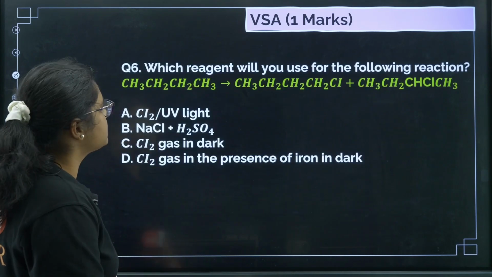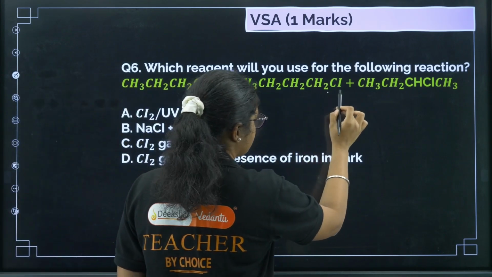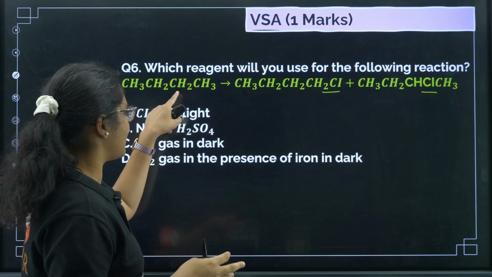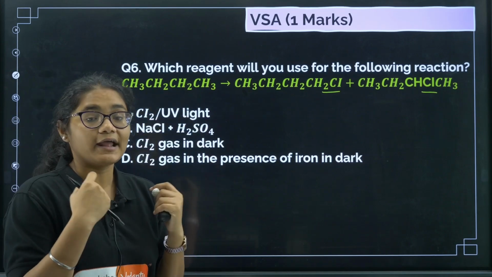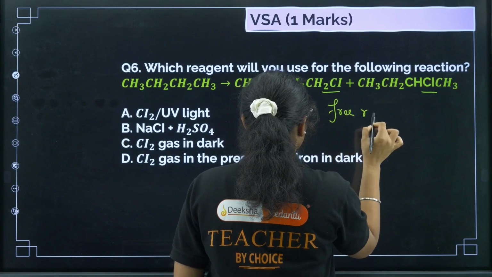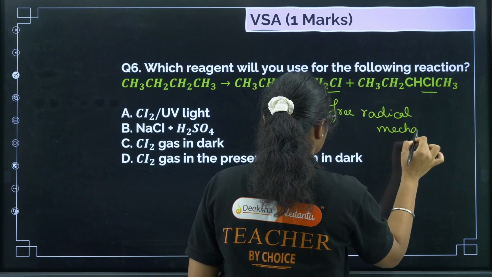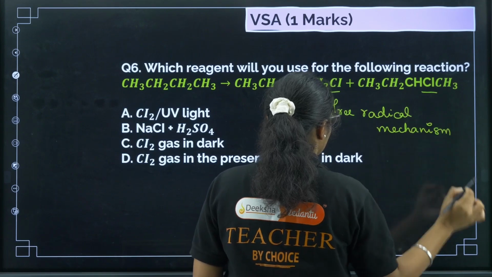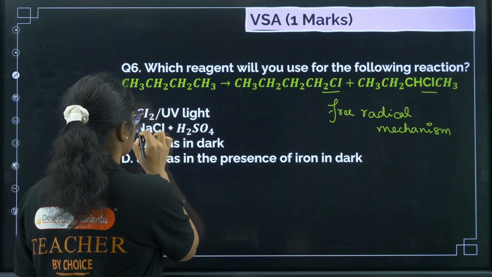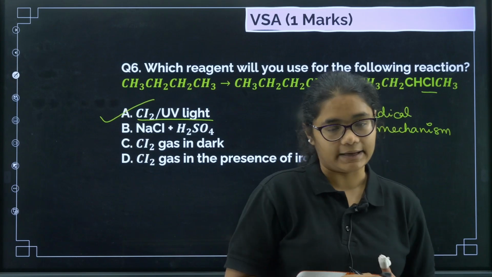Okay. Next, which reagent will you use for the following reaction? Here you can see halogenation is taking place, chlorine and chlorine, but the chlorine is sometimes added here, sometimes added there. When this type of products is formed, it is due to a free radical mechanism. Now if there is a free radical mechanism, what will be the reagent for that? Chlorine and UV light follow the free radical mechanism. So option number A.